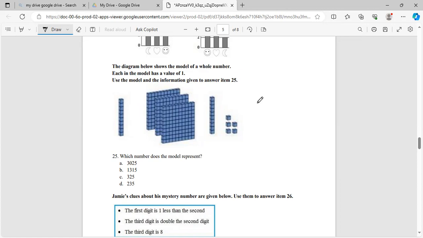Alright, it says use the model and the information given to answer the item. You guys should have done this in grade 3. So everyone, work it out and WhatsApp it to me. Don't call it out, WhatsApp it to me. This one is 25. So if it's 25A, you put A. If it's 25B, you put B. So work out this one and WhatsApp it to me.